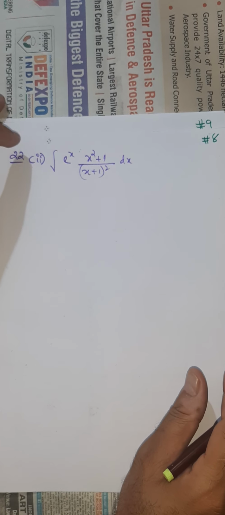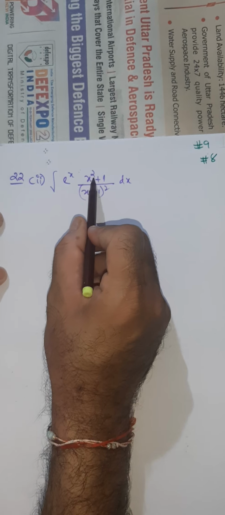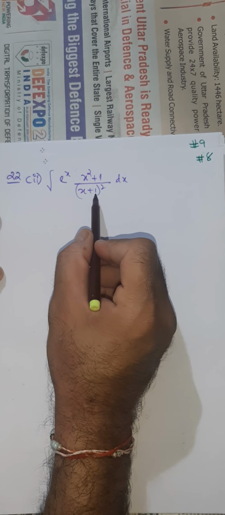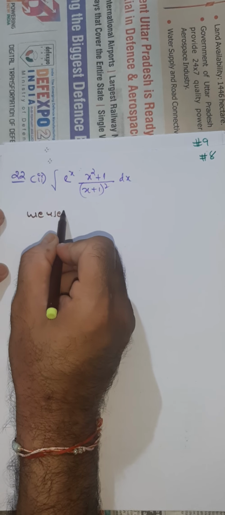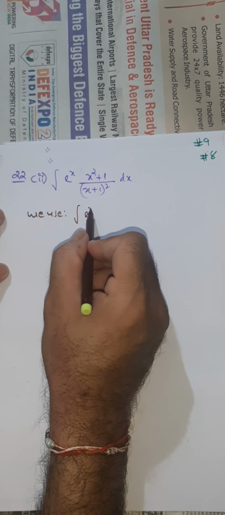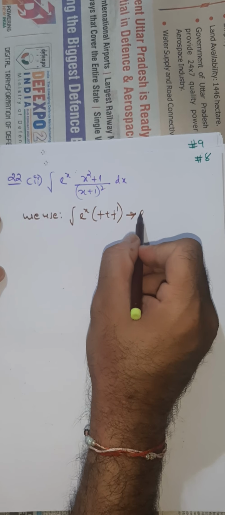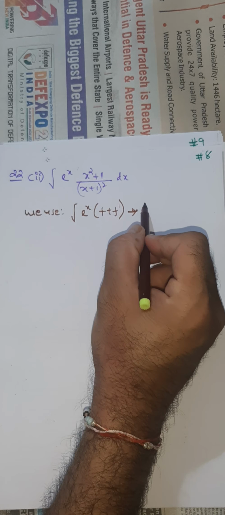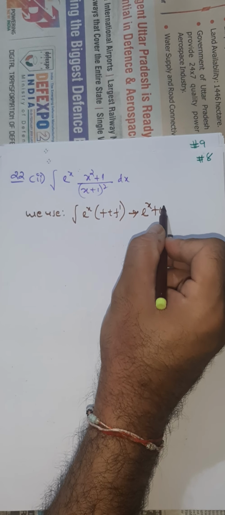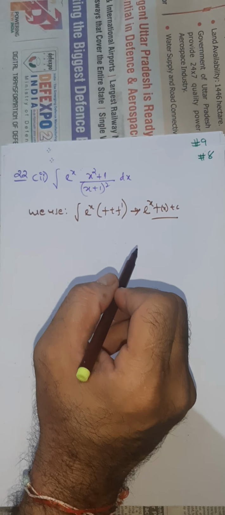So now example number 22, second one I'll do. e raised to x into x square plus 1 upon x plus 1 the whole square. So you might have realized we are going to use this: integral of e raised to x into f plus f dash is e raised to x into fx plus c. You know this. We are going to use this here.